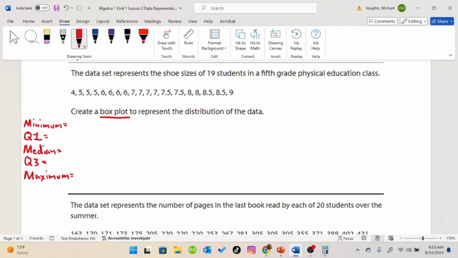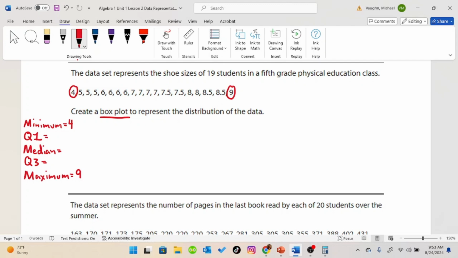So the first thing you need to do is make sure that your numbers are in order from least to greatest. In this problem, they've already done that for us. So we can see that our minimum number is 4. We can see that the maximum number is 9.